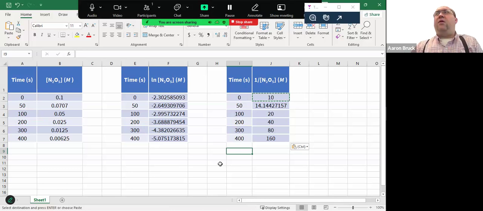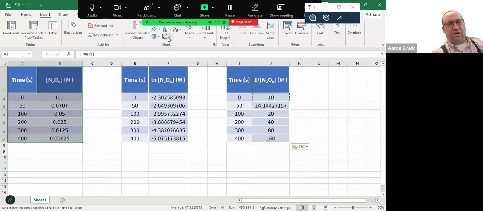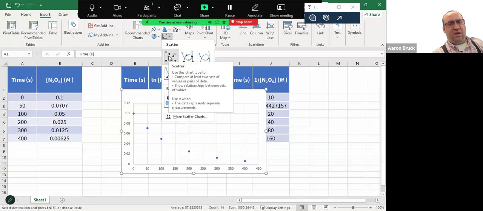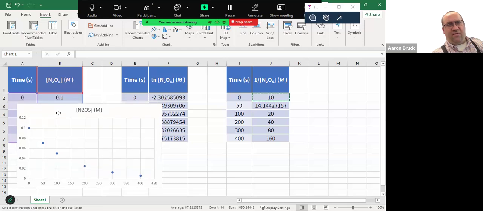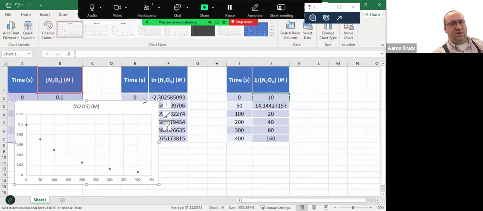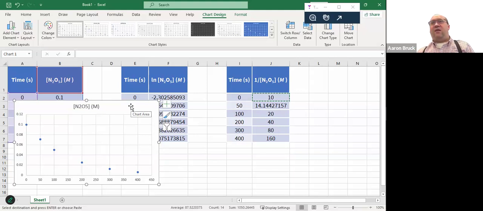All right, so we've got our data now. We need to make our 3 graphs. So hopefully you remember how to do this from lab. We're going to go to Insert Charts. We want a scatter plot. We can worry about filling in the gaps here at another point. But right away you can see pretty clearly this is not a linear plot for 0 order. Look at how it is curving and tailing there at the end.